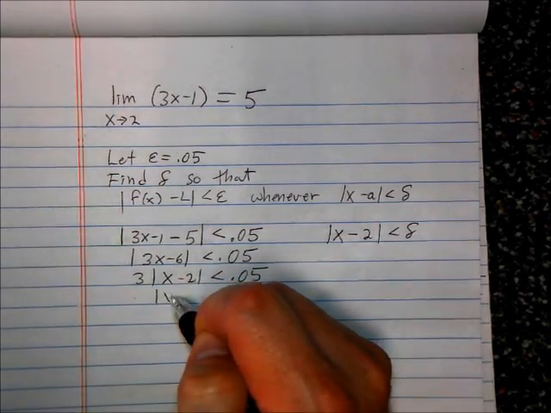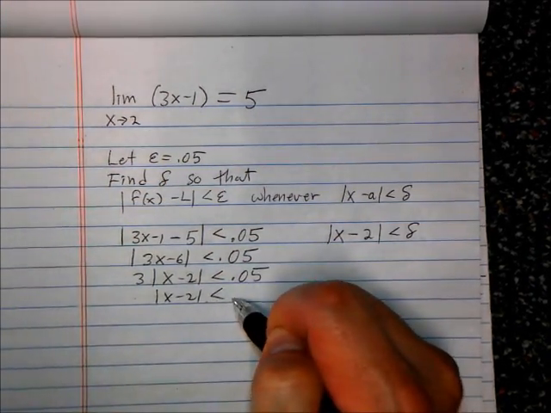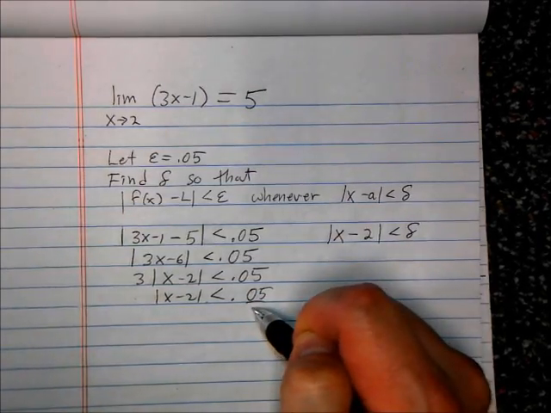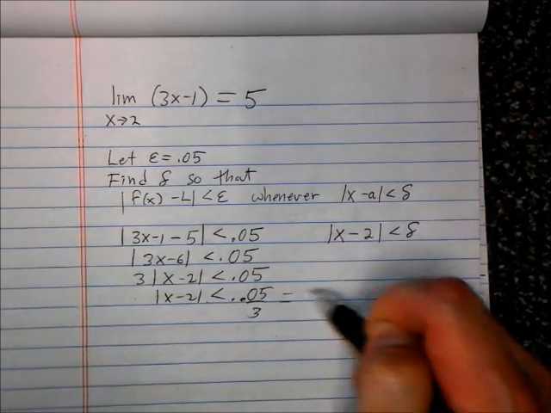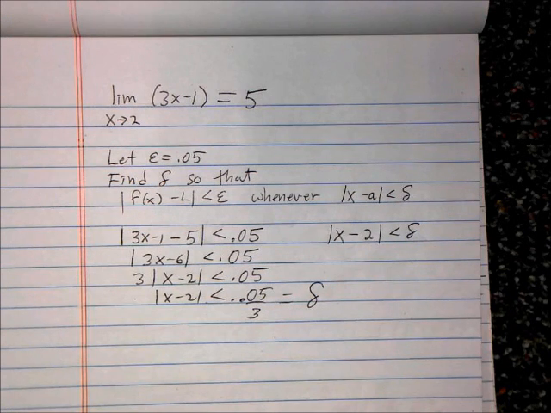So the absolute value of x minus 2 should be less than 0.05 over 3. So that's going to be my delta number. If I let delta be 0.05 over 3, then that will be close enough so that f of x minus L will be within that 0.05 that you told me it had to be.